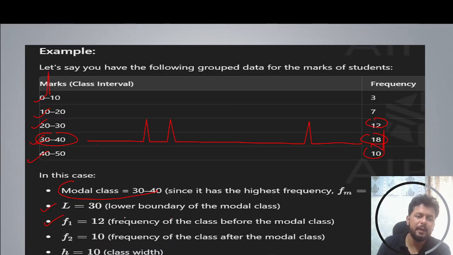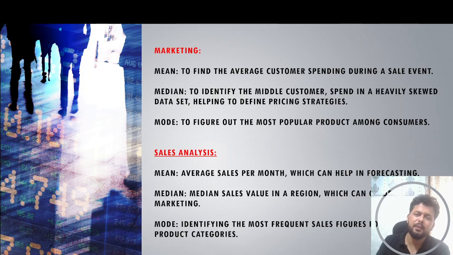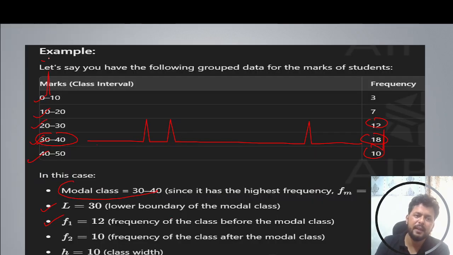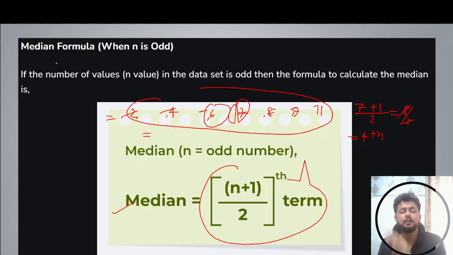Fm is the frequency of your model class. Okay, Fm, frequency of the model class. So everything we know now, we use this formula, we can easily find out the mode of the data. The terms we have studied here all come under central tendency.